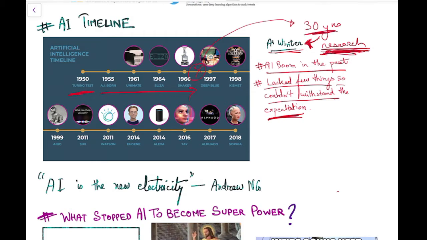During that period, the research in that field stopped, and again suddenly in 1997 with the creation of Deep Blue, that is by IBM, it started booming again. So Andrew Ng says that AI is the new electricity. Why is it so? Because electricity has changed how we live, right? Similarly, AI will also change how we live in our future. It is changing our life.